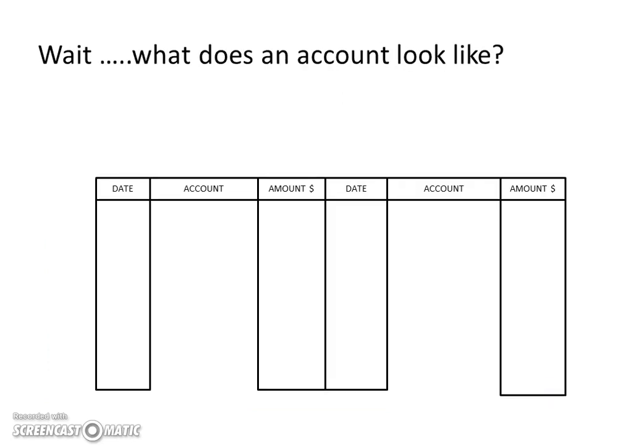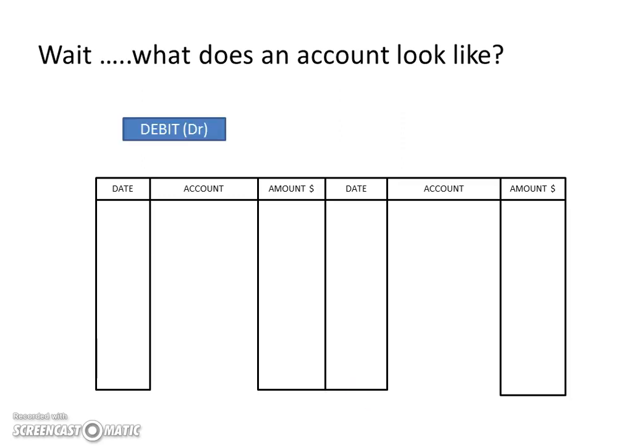I know you want to know what an account looks like. So basically an account is like a T, a sort of balance. If you look, you have a line across the top and a line down to the middle, so it's divided in 2. Each side carries the same information: day, account, amount. That's basically what the account looks like.